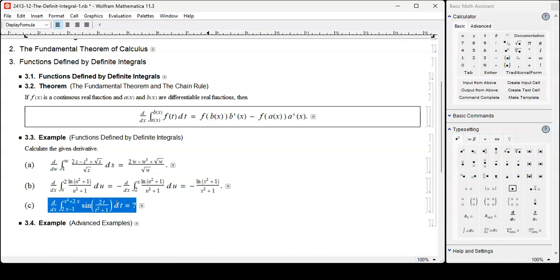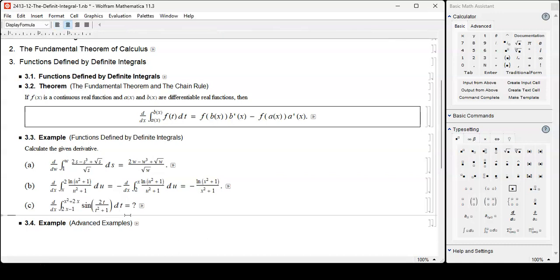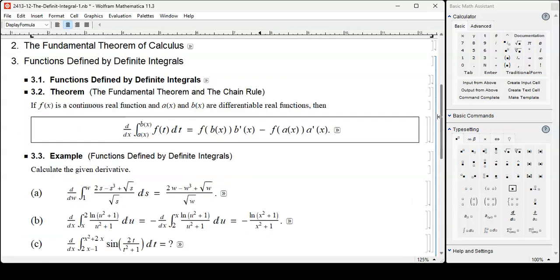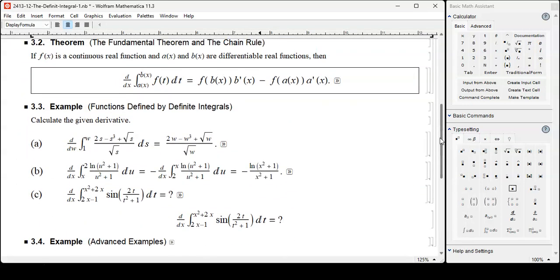Let's look at an example associated to this. And here's a good problem right here. Let's copy and paste it here. And I'll use a bigger font. Okay, all right. And then this is my B. And this is my A.